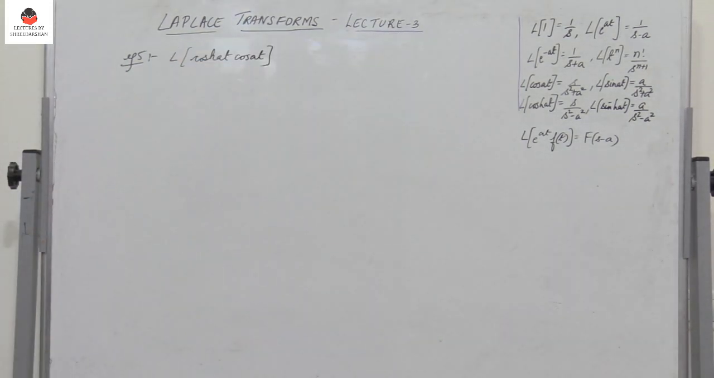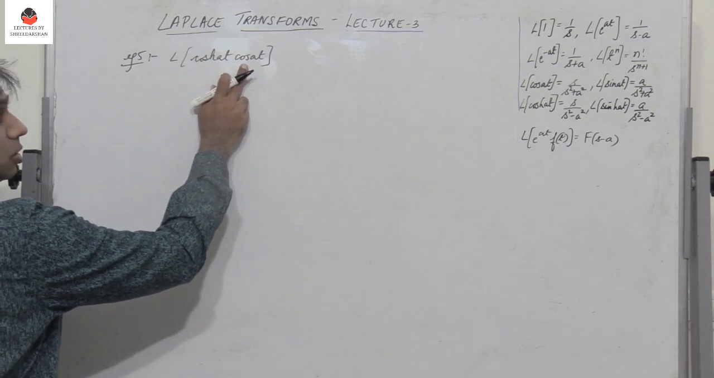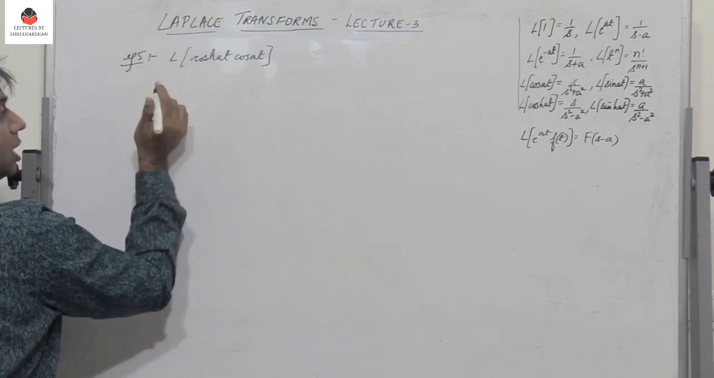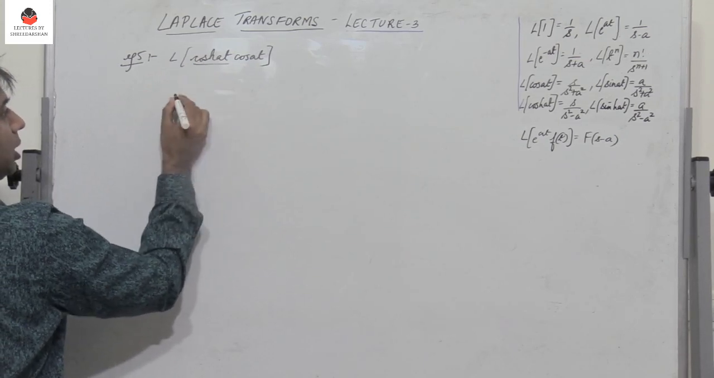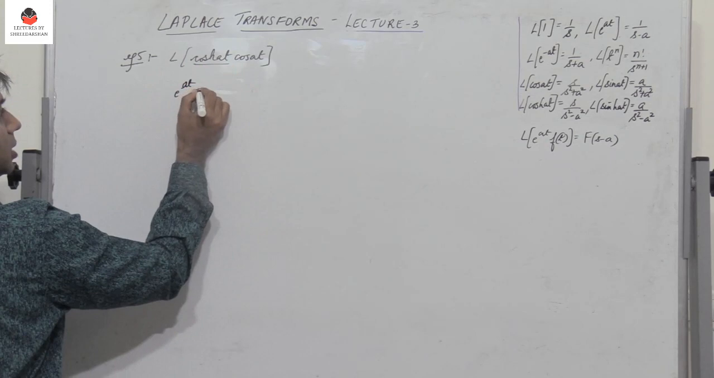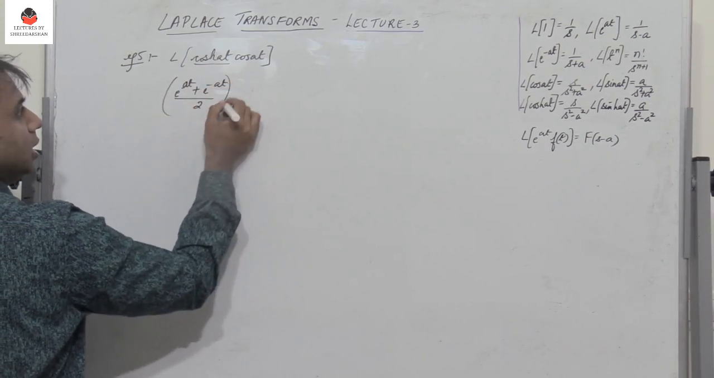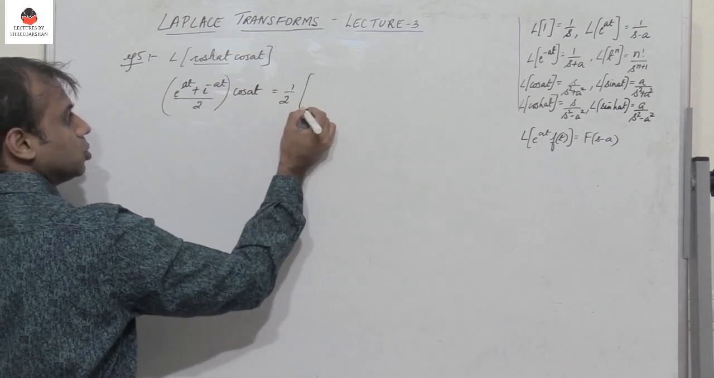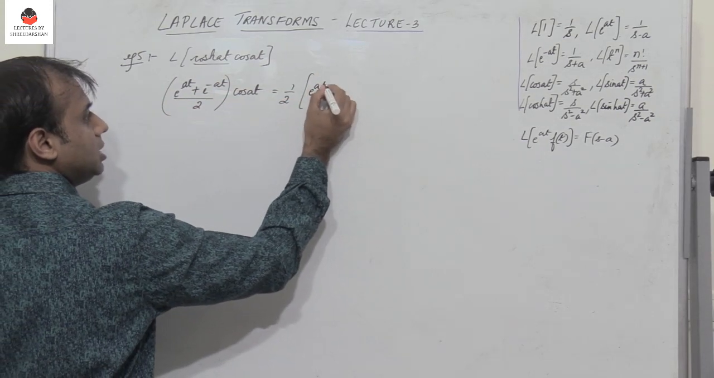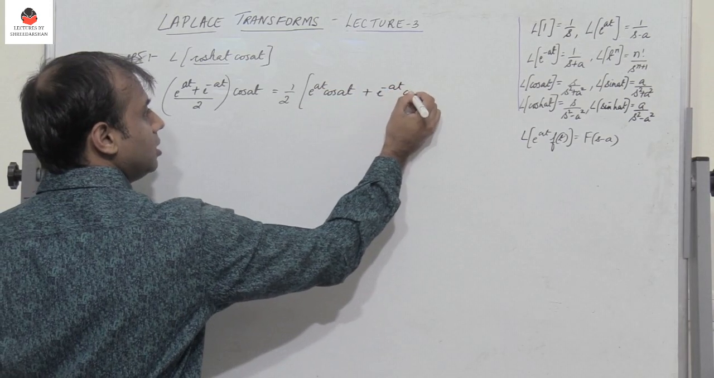So find the Laplace transform of cos hyperbolic at into cos at. Now this is a hyperbolic function, this is cos. So what do we do? Replace cos hyperbolic function in terms of exponential. So I have cos hyperbolic at as e power at plus e power minus at divided by 2, right, into cos at. So this is 1 by 2 into e power at cos at plus e power minus at cos at.